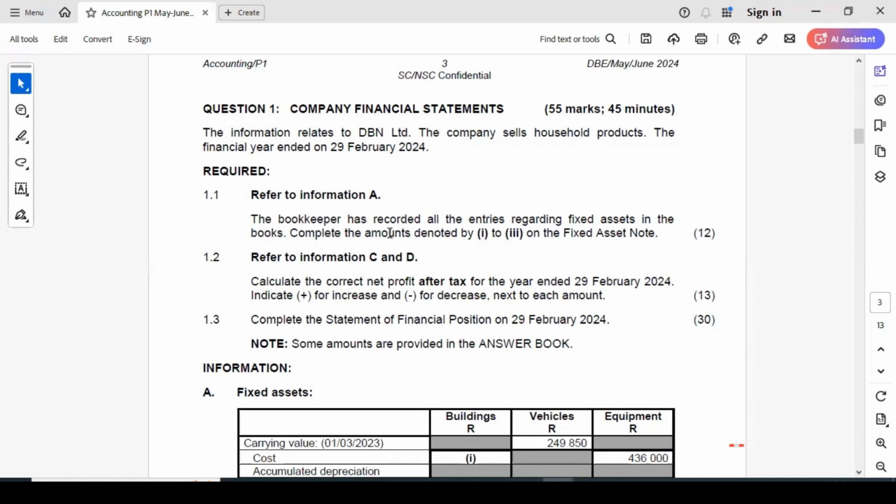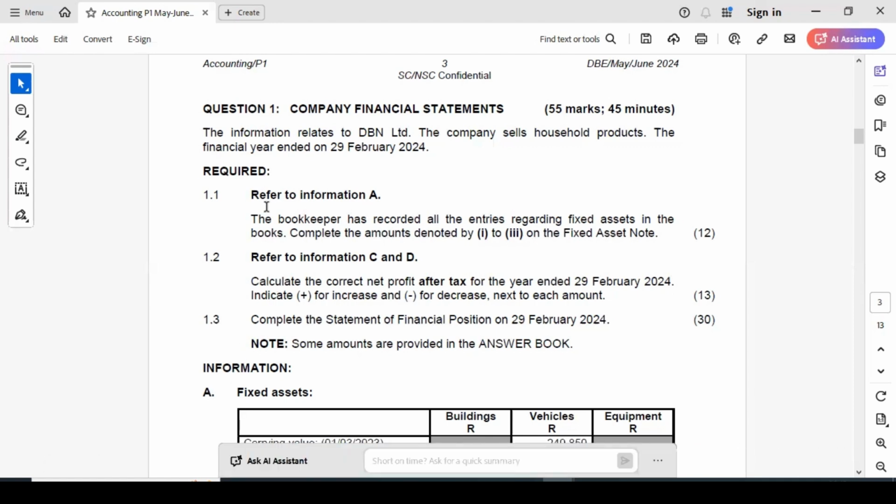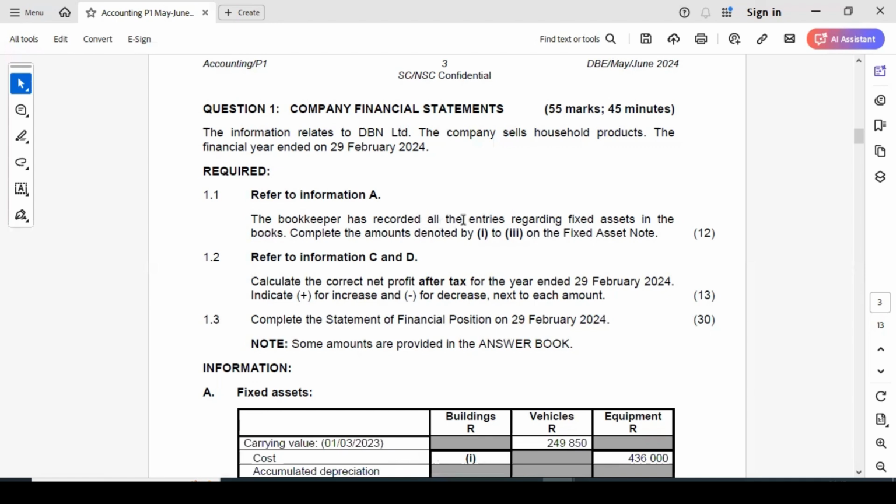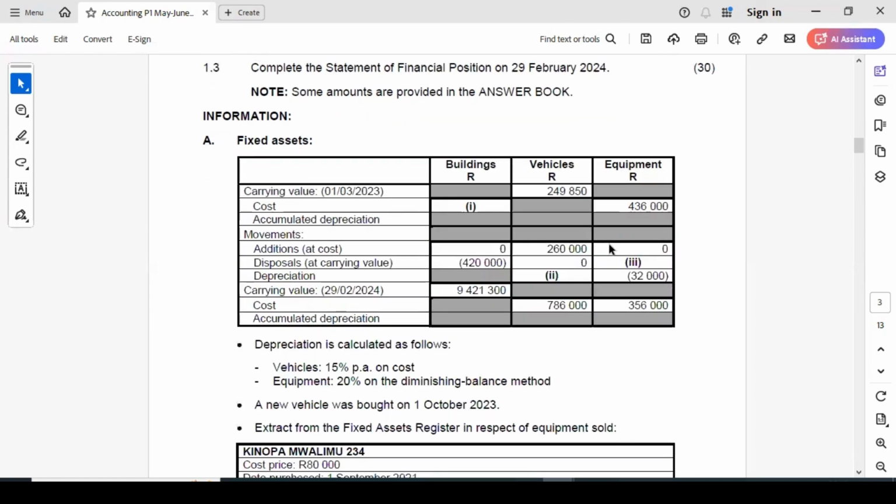1.1, refer to information A. It says the bookkeeper recorded all the entries regarding the fixed assets in the books. Complete the amounts denoted by 1 to 3 on the fixed asset note. For number 1, we are required to calculate the cost at the beginning of the year for the land and buildings. To do so, we are going to use these two amounts to calculate how much our cost at the beginning of the year was for the buildings.